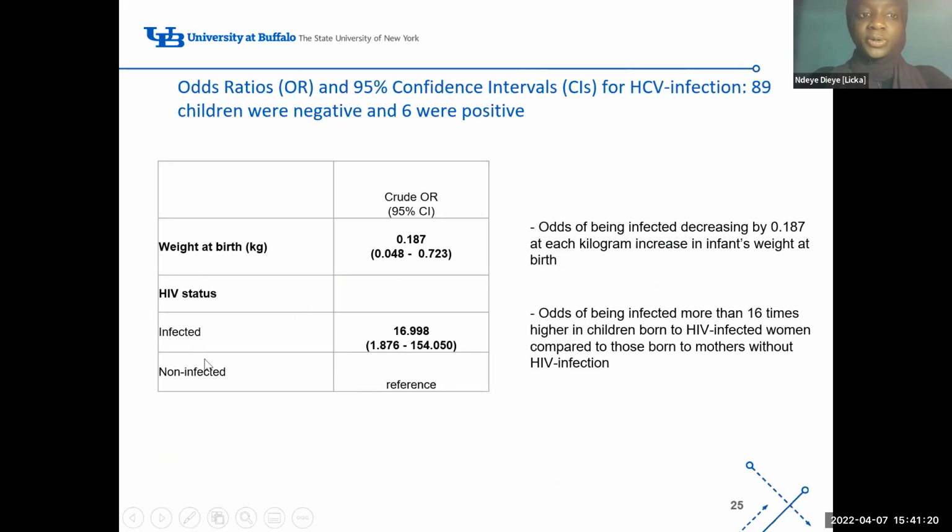So again, here we estimated odds of getting infected by HCV for weight at birth and HIV status, sorry. And we can see that the odds of being infected was decreasing by 0.187 at each kilogram increase in the infant's weight at birth. Also, the odds of being infected was more than 16 times higher in children born to HIV-infected women compared to those who were born to mothers without HIV infection.